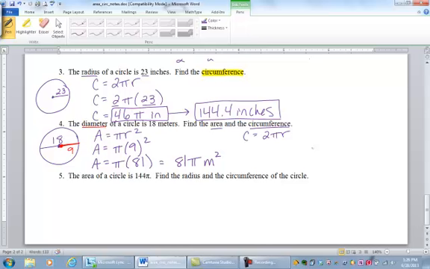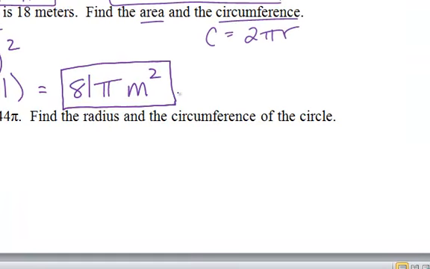And remember, in area, your units are always squared, whereas circumference and distance and everything else, your units are just whatever they are, just meters, just centimeters, just feet. We'll skip the rounded answer on this one, because we know how to type 81 times 3.14 in the calculator, but that's going to be my area.